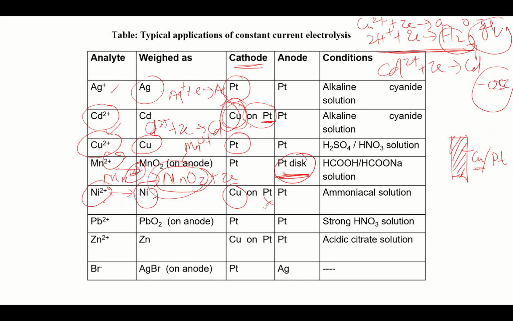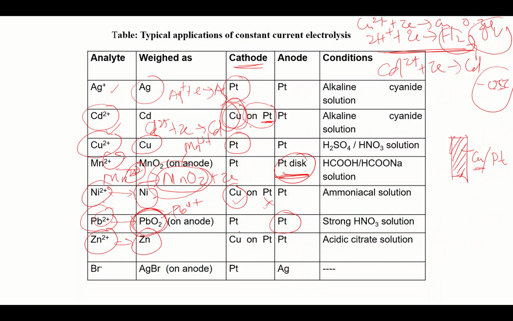So hydrogen is more easily evolved on platinum. That's why you must use copper, which has a large overpotential for hydrogen evolution. Next, platinum, lead. Lead 2+ will oxidize to lead dioxide. So Pb2+ goes to the form of Pb4+, but in the form of a metal oxide, so it can be done on a platinum anode. Zinc 2+ is reduced to zinc 0 metal.